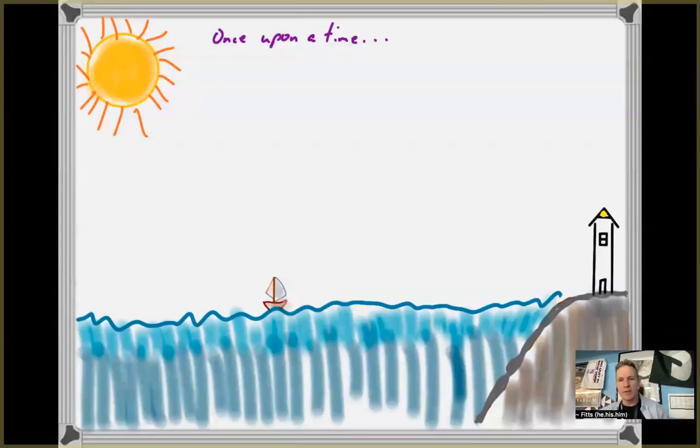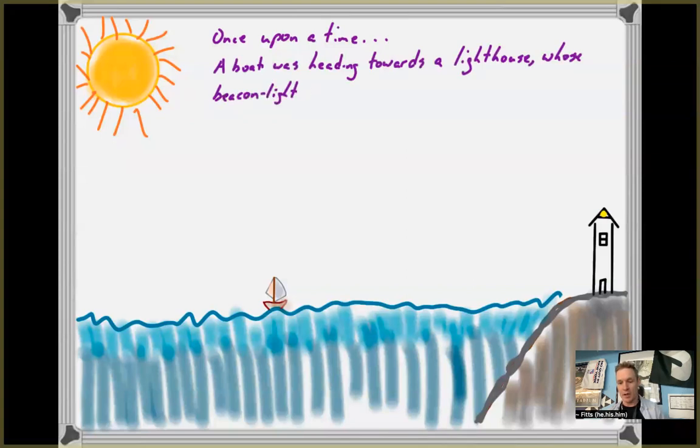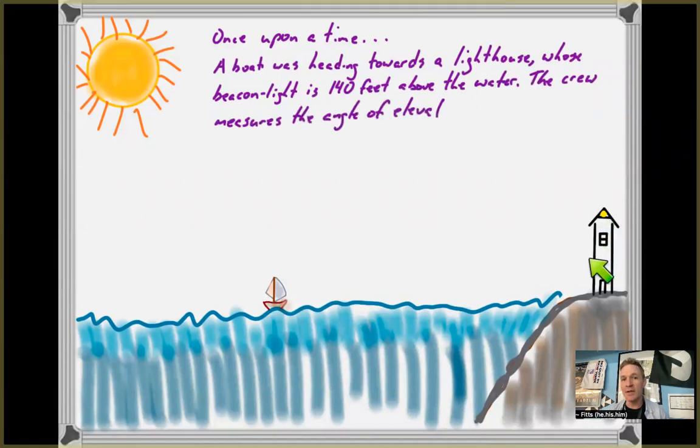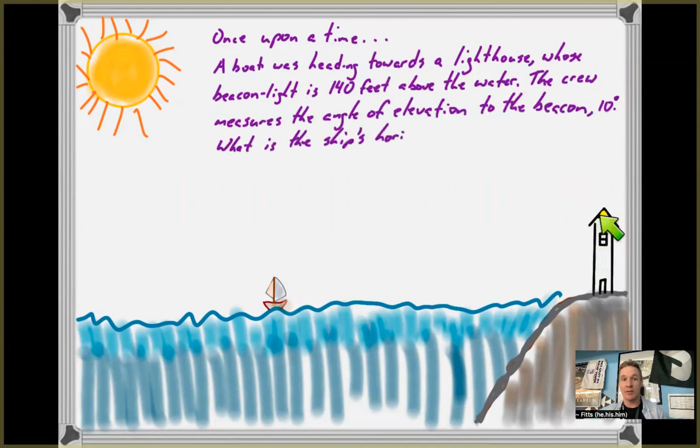Okay, so they love these stories with these problems. That's why I said once upon a time, a boat was heading towards a lighthouse whose beacon light was 140 feet above the water. The crew measures the angle of elevation to the beacon as 10 degrees. What is the ship's horizontal distance from the lighthouse?